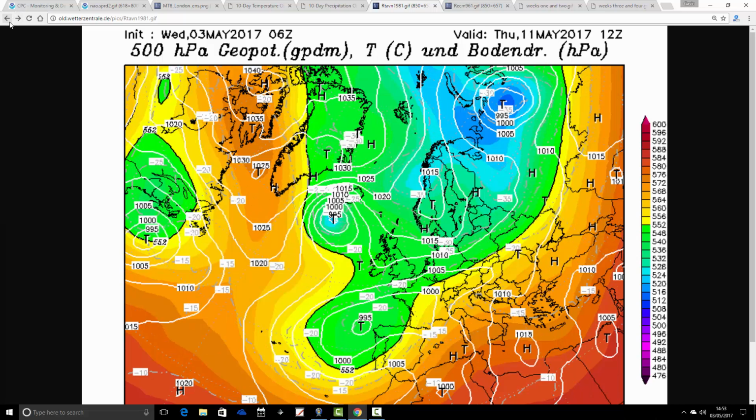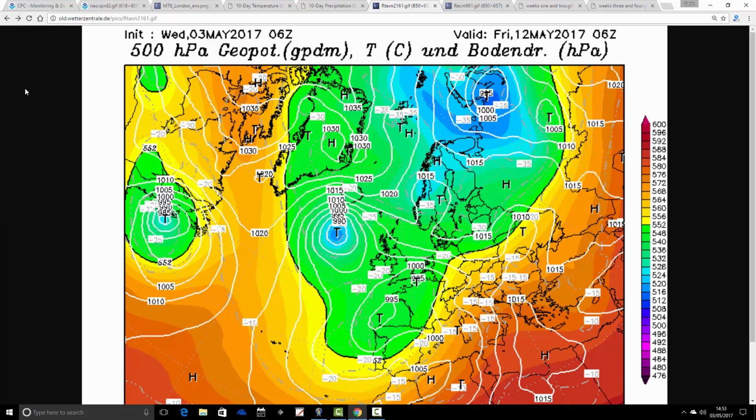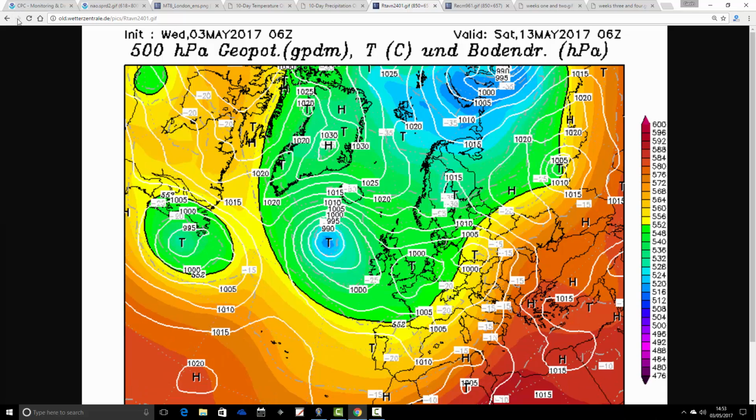Then the second half of next week is turning more unsettled. So you notice low pressure, we're running up to day 10 now. Low pressure is starting to develop both out to the west and to the south of the UK. There's a bit of a pincer movement beginning to take place. So by the time we get through to day 10, which is Saturday the 13th of May, it looks like we're in really quite an unsettled spell of weather.